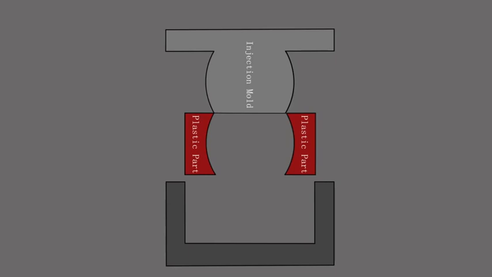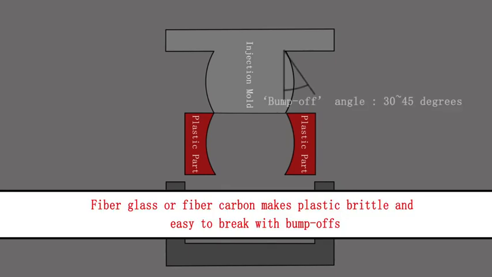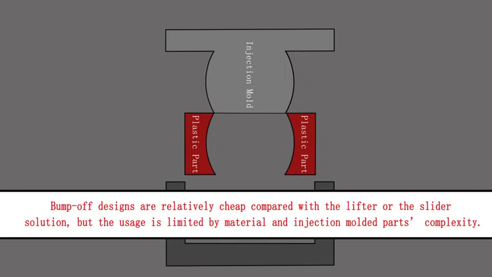Bump-offs should be used for rather flexible materials. Hard and brittle material could break, and the bump-off angle should be limited. Fiber-reinforced material is generally not suited for bump-offs. Fiberglass or carbon fiber makes plastic brittle and easy to break with bump-offs.